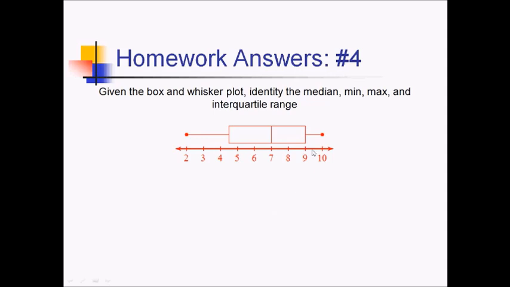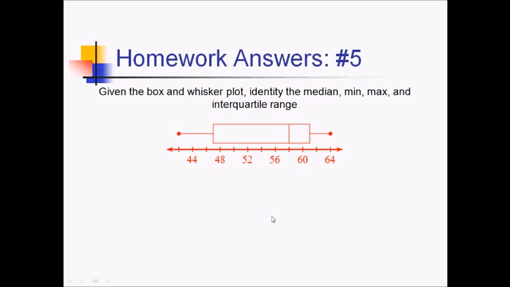For 4, we're finding median, min, max, and IQR for this box and whisker. Median is that middle line in here of 7. And the min is going to be the left whisker end of 2. Max is going to be the right end point of 10. And then finally the IQR, that's going to be the right side of the box, 9, minus the left side of the box, 4.5, which comes out to 4.5.